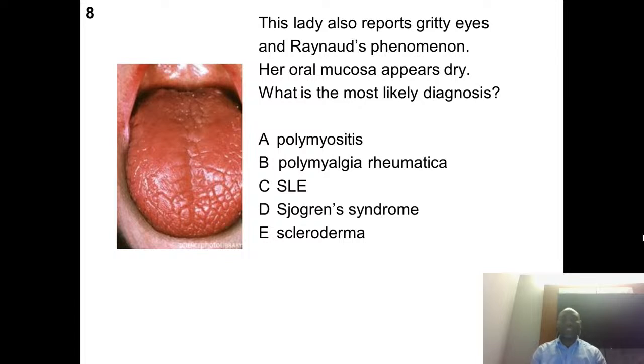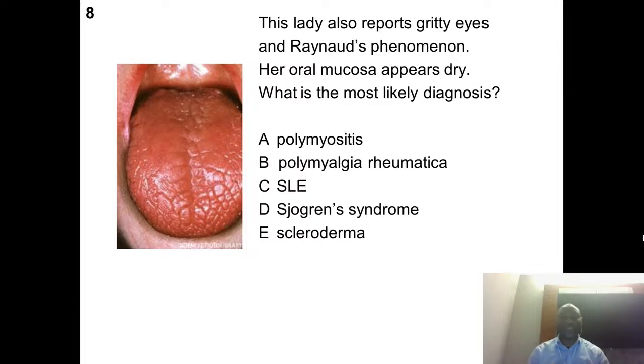Question 8. This lady reports gritty eyes and Raynaud's phenomenon. Her oral mucosa appears dry. What is the most likely diagnosis? A, is it polymyositis? B, polymyalgia rheumatica? C, systemic lupus erythematosus? D, Sjogren's syndrome? E, scleroderma?